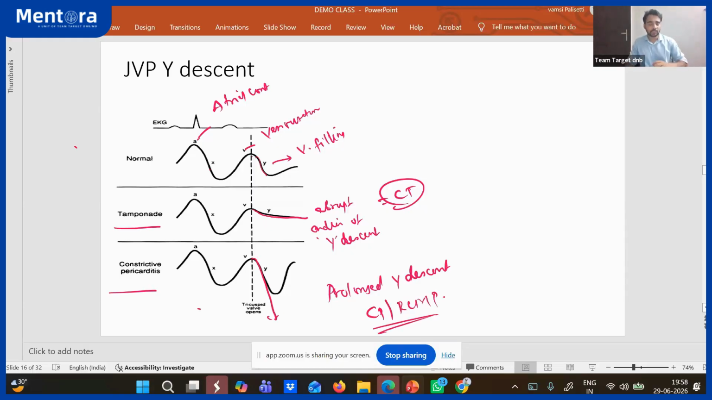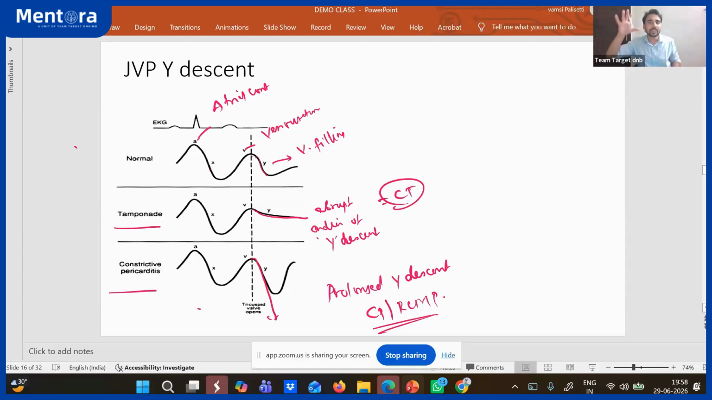Okay, so simple thing. So J waves, A wave, C wave, X wave, V and Y wave. All these things you know already before they ask, but Y wave they definitely ask. So Y wave indicates your atrial filling into the ventricle. Anything that stops atrial filling into ventricle, Y wave abnormality can happen.